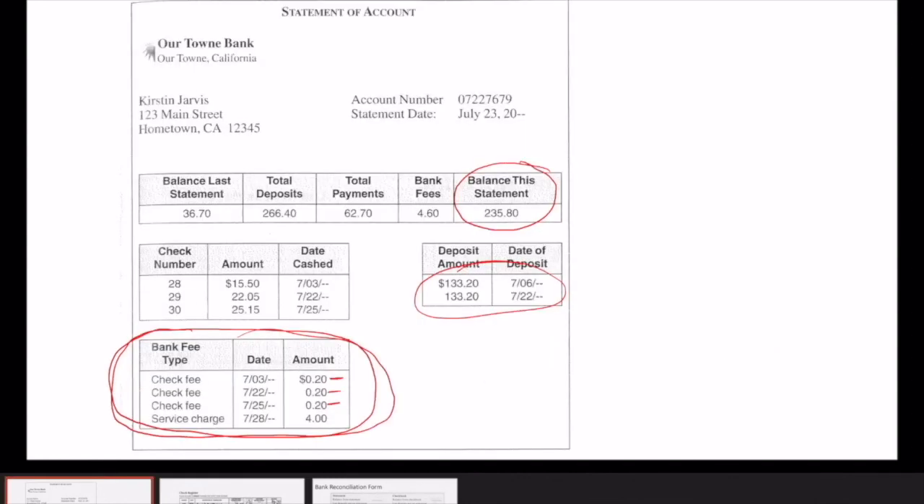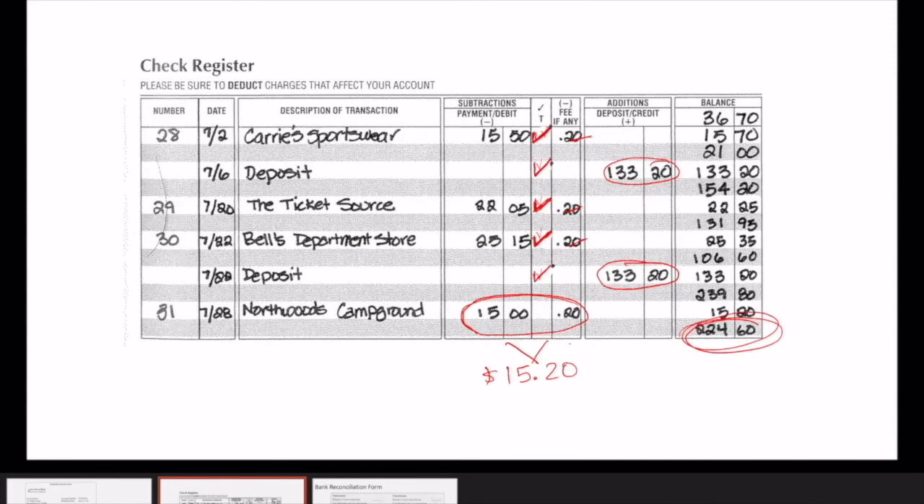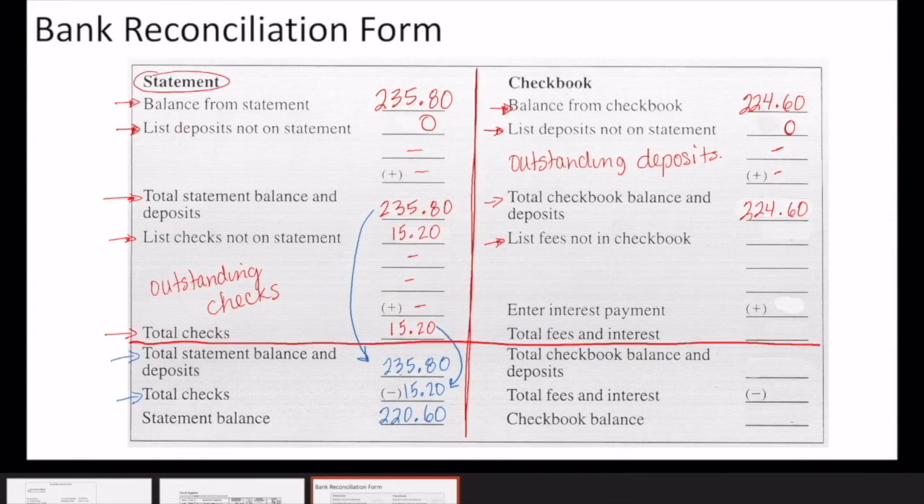If you take a look, there is one more fee here, which is a service charge of $4. And you will notice that it is not in your check register, so you haven't recorded it. The bank has taken it out of your account, but you haven't taken it out of your check register. So we'll go back into our reconciliation form, and we're going to list the fees not in the checkbook, which was $4. If we had any other types of fees, like credit card fees or whatever, we would also list them there. Since that's the only one that's missing, we will not have to put anything else in those blanks.